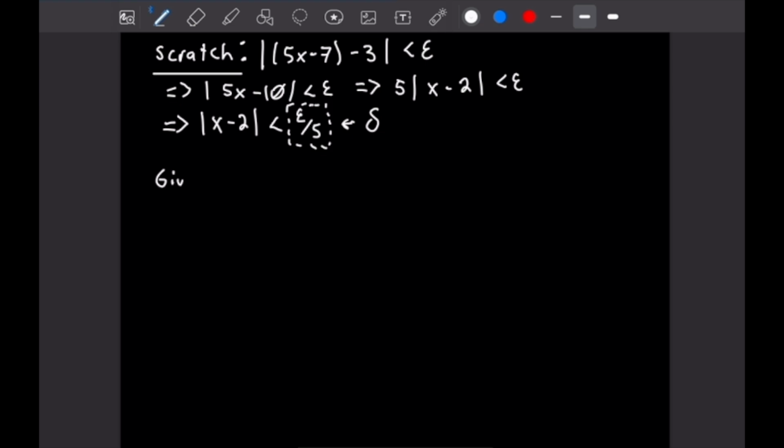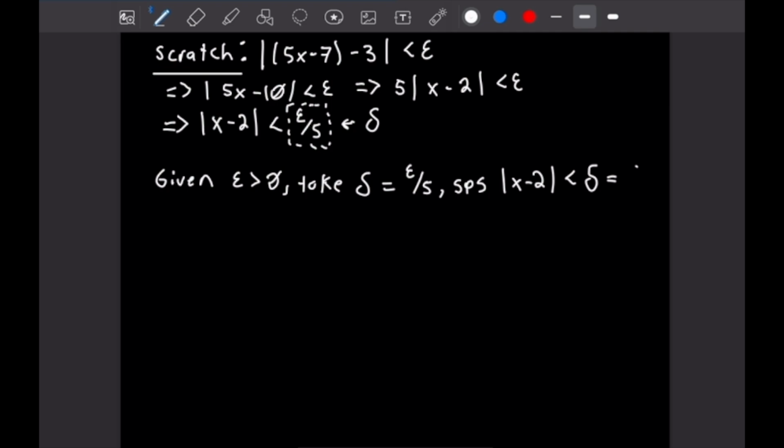So given epsilon greater than 0, we're going to take our delta to be what we just derived right there. Delta is going to be epsilon over 5. And then we are going to suppose that we have the absolute value of x minus 2 is less than delta, which is of course equal to epsilon over 5. But we can see we can multiply our 5 right back over, and we will get 5 times the absolute value of x minus 2 is less than epsilon.